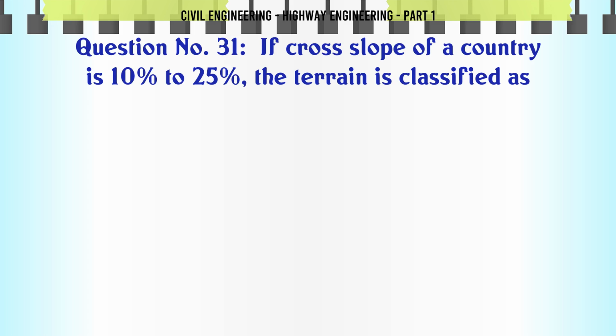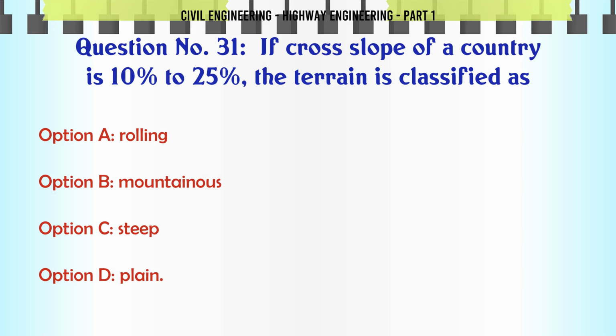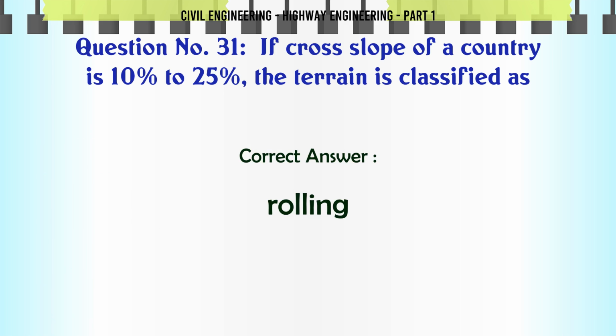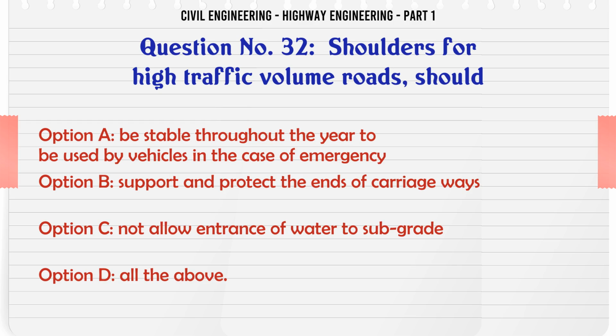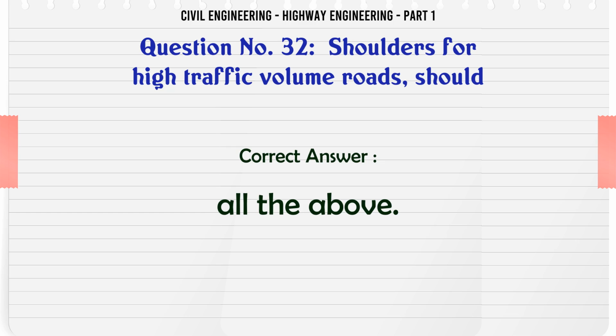If cross slope of a country is 10% to 25%, the terrain is classified as: A, rolling; B, mountainous; C, steep; D, plain. The correct answer is rolling. Shoulders for high traffic volume roads should: A, be stable throughout the year to be used by vehicles in case of emergency; B, support and protect the ends of carriageways; C, not allow entrance of water to subgrade; D, all the above. The correct answer is all the above.